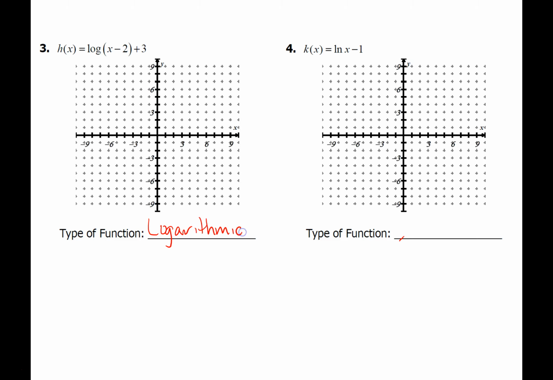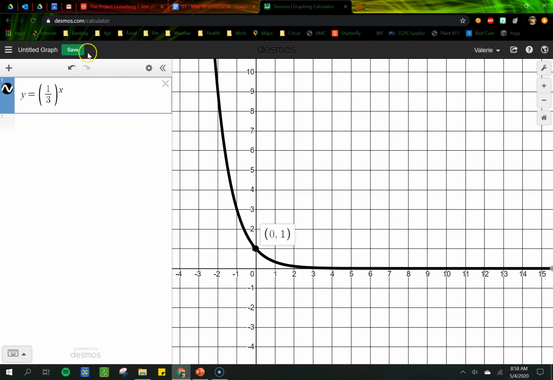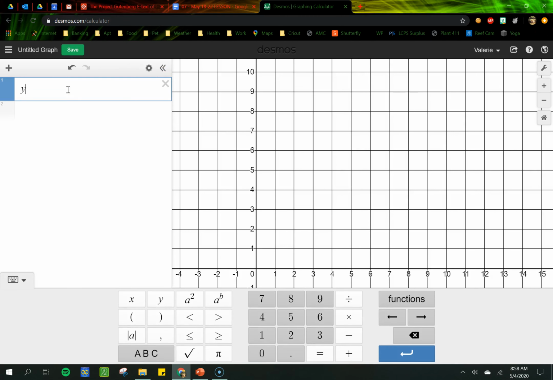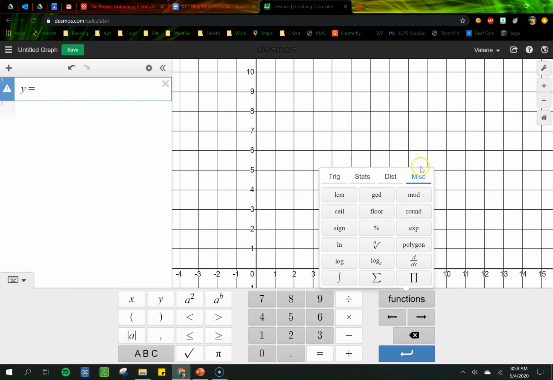Let's go ahead and plug that into Desmos. So this time, to get a logarithm, you're going to go over to the Functions button, and under Miscellaneous you have three options for logs. There's the log with no little base number, there's log base A, and above the log base 10 there is a natural logarithm. These three buttons are the ones you're going to use most often.